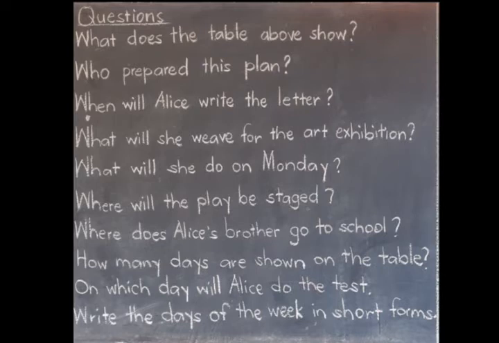Number 4, what will she weave for the art exhibition? Go to the plan and see where weaving a mat is being talked about. So she will weave a mat for the art exhibition. Use the very tense. She will weave a mat for the art exhibition.